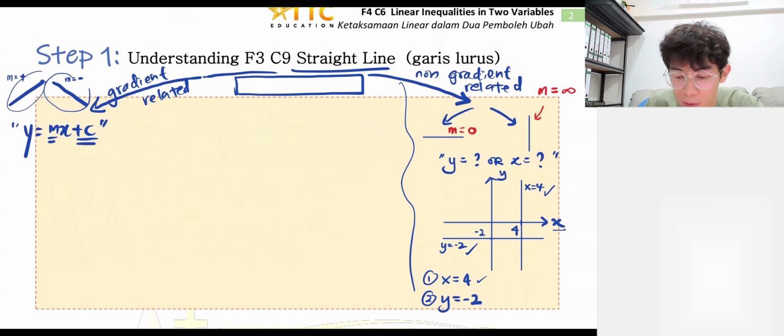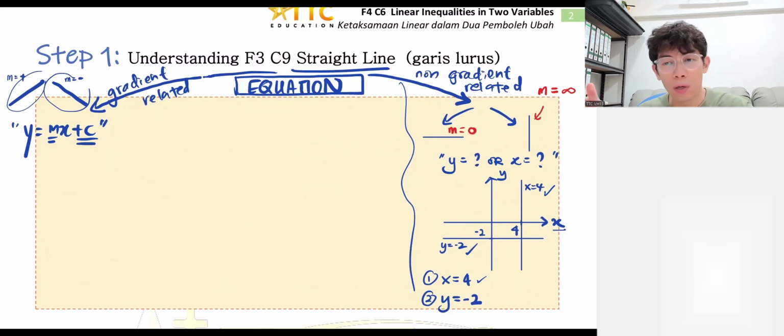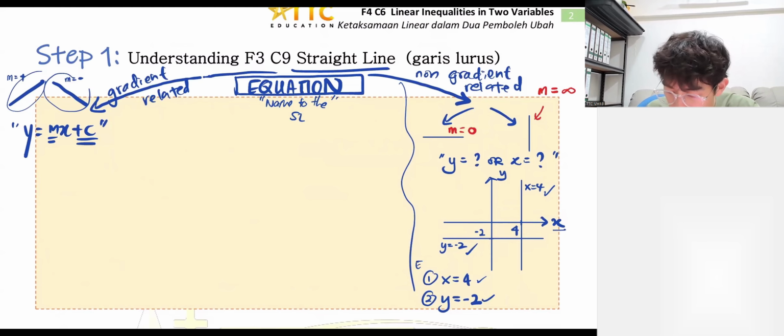What I'm showing here is the equation. Okay, the equation. So what is the equation? Or maybe sometimes they will use the words something like state the equation of AB, or calculate the equation of AB, something like that. So equation means the name to the straight line. Okay, name to the specific straight line. SL means straight line. So these are the equations. You saw that? On the other side, the equation will be y equals mx plus c. So this is the equation.